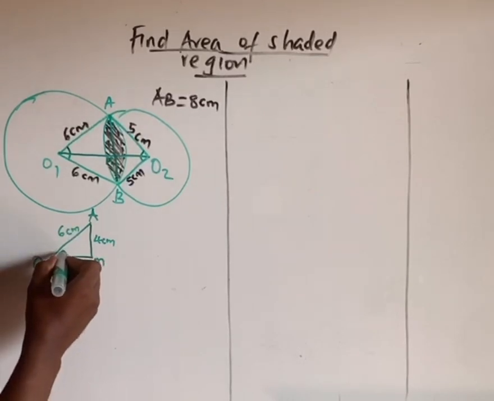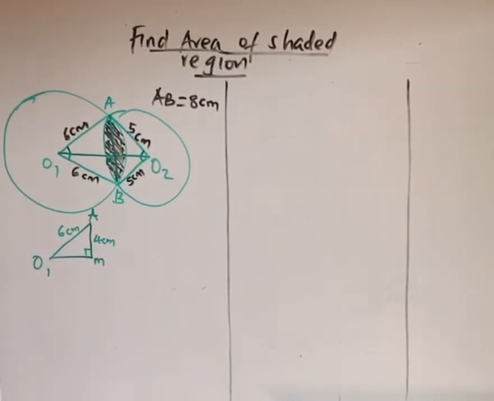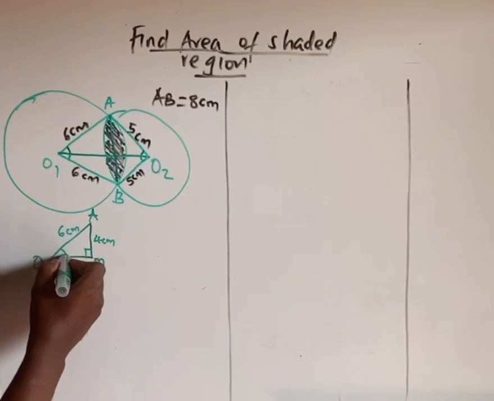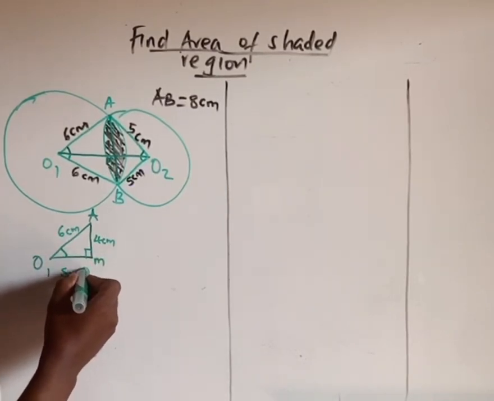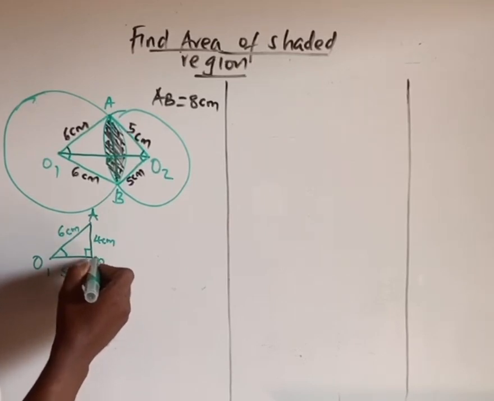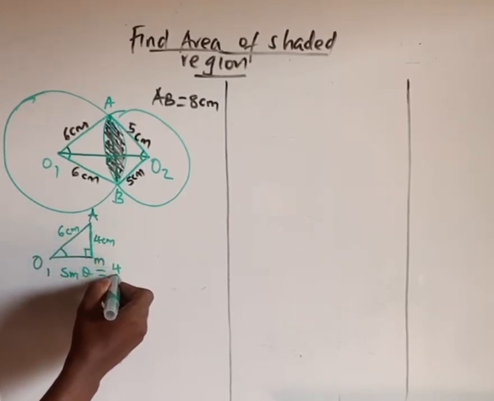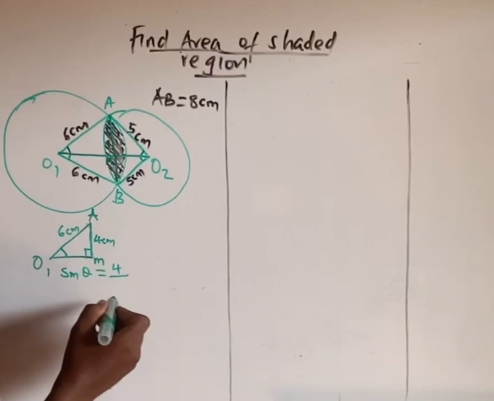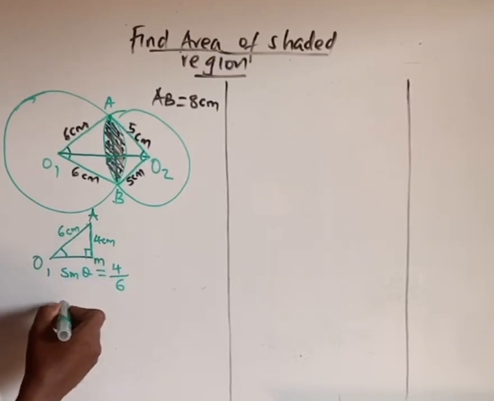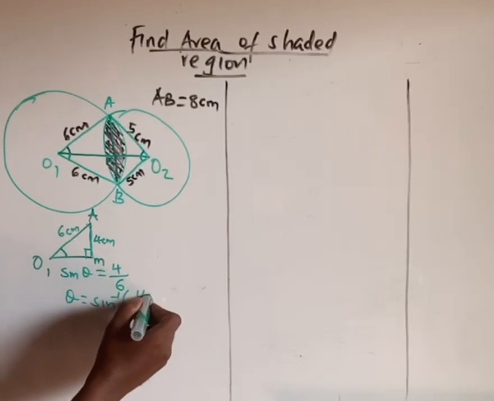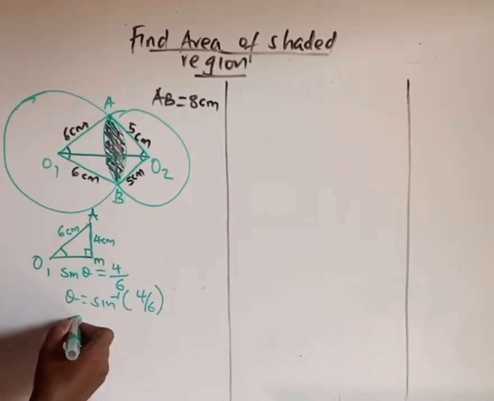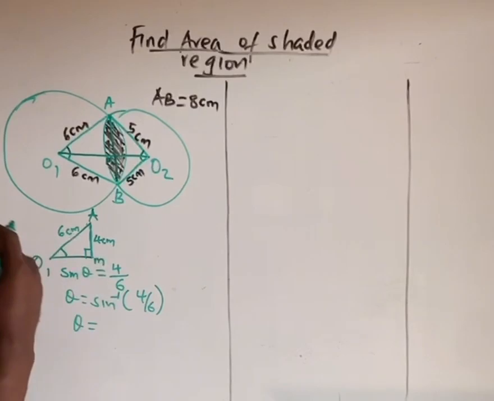Using this triangle, which is a right angle triangle, we can find this small angle here, and we use sine. Let's call that angle theta. Sine theta equals the opposite side of the angle, which is 4, divided by the hypotenuse side of the triangle, which is 6. To get the angle itself, we find sine inverse of 4 over 6, and using a calculator, the value of theta will be 41.81.